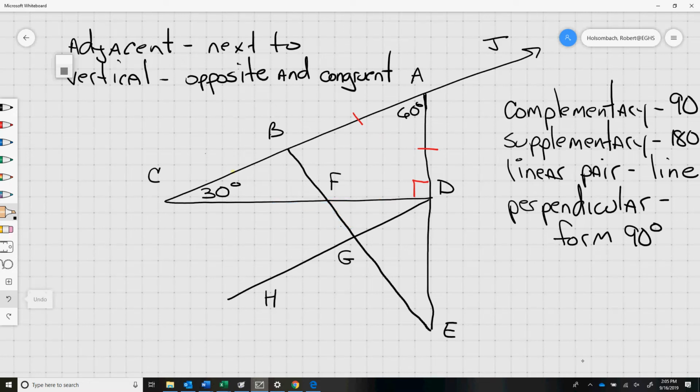Number 15, an angle complementary to FDG. What does complementary mean? They sum 90. So FDG, this is kind of a repeat question, because what do you got to add to it? Isn't this one added to it, GDE, going to equal 90 degrees? Okay.